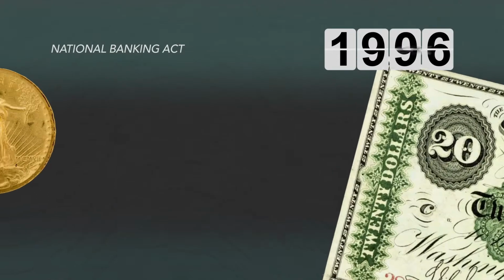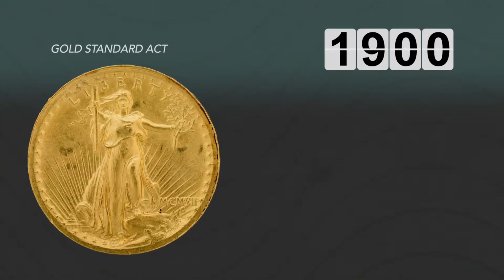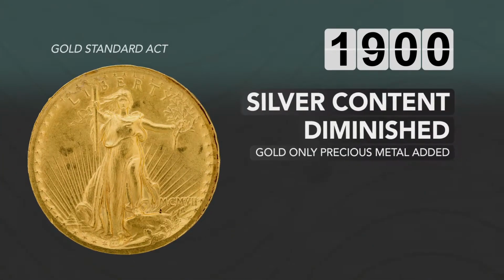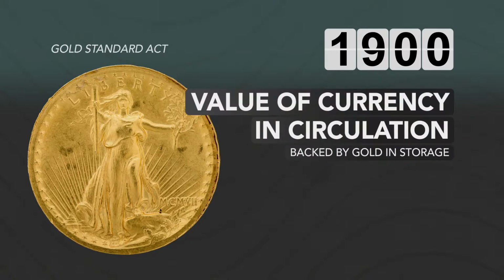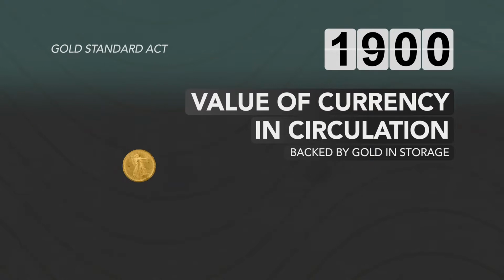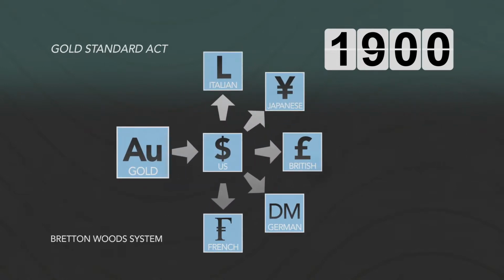By 1900, and the passing of the Gold Standard Act, the US dollar had seen its silver content diminish completely, and gold was the only precious metal that was added to the metallic mix. The gold standard meant too that the value of the currency in circulation was backed by gold in storage. This gold standard helped the US currency gain global traction, and under the Bretton Woods system of monetary management adopted after the end of the Second World War, all other currencies were valued in terms of the US dollar and so could be compared directly to the gold standard.